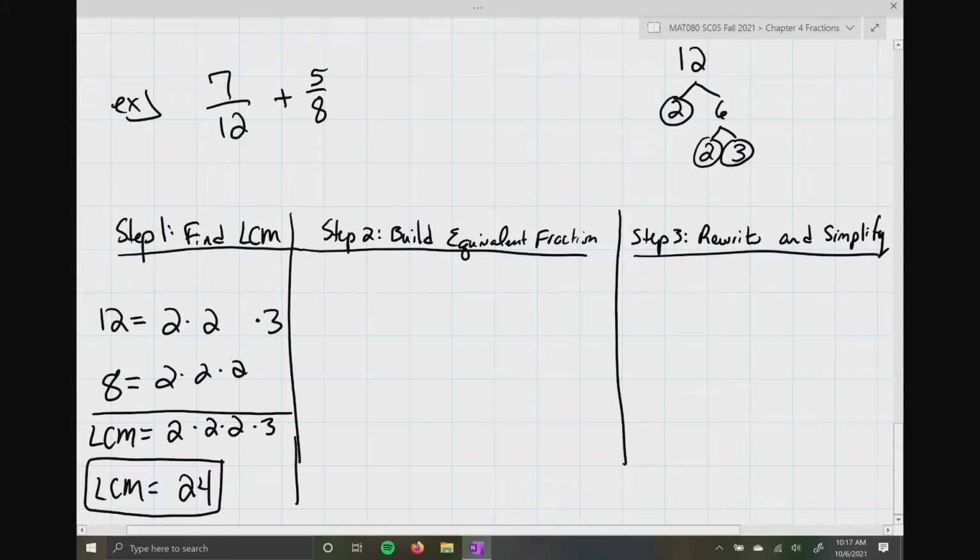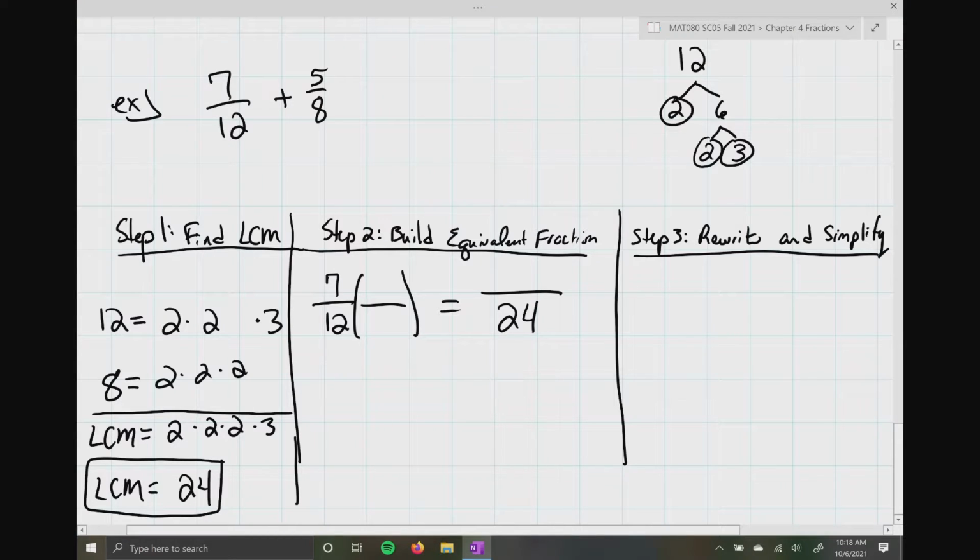Are we all on the same page? All right. Step two. We're going to build equivalent fractions. So I start with 7 over 12. My goal is to multiply 7 over 12 by another fraction so that I get 24 as my denominator. Does that make sense, everyone? Now, do me a favor. Put your pencils down and just watch. Because this, personally, I think is the coolest thing about doing this. And it makes it so easy.